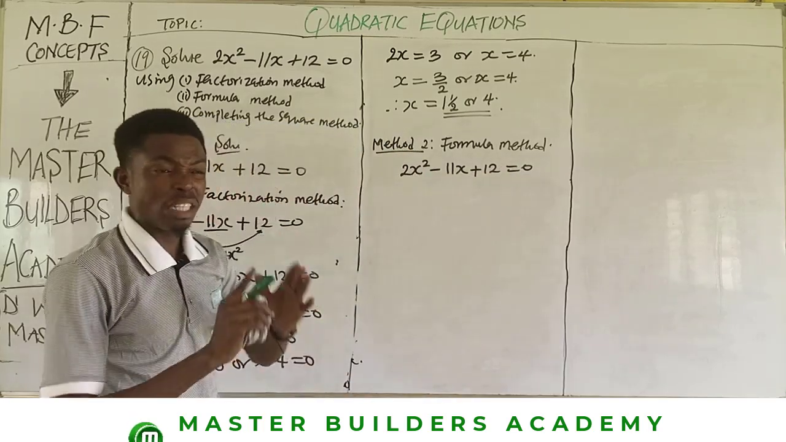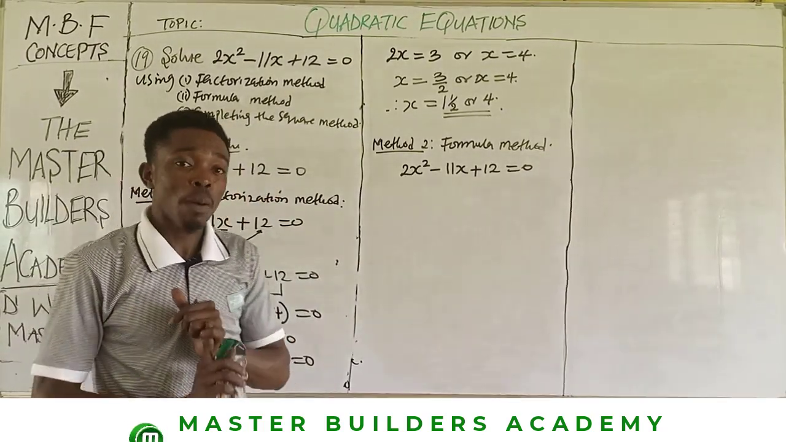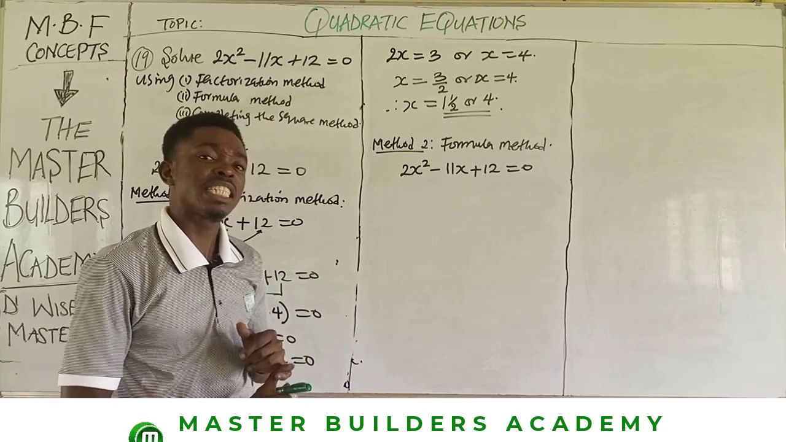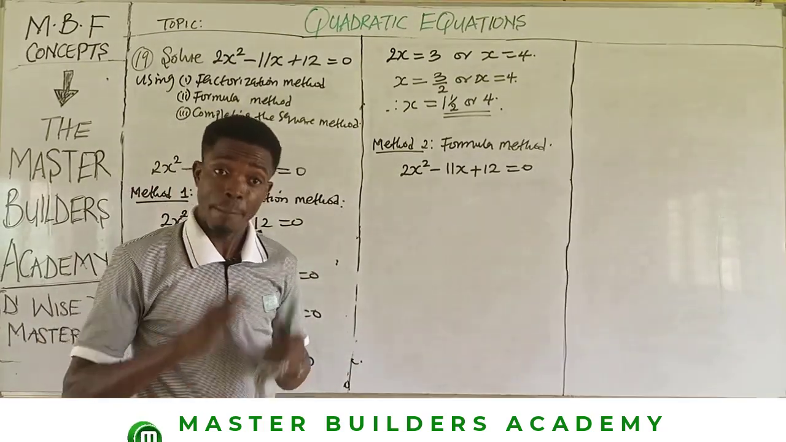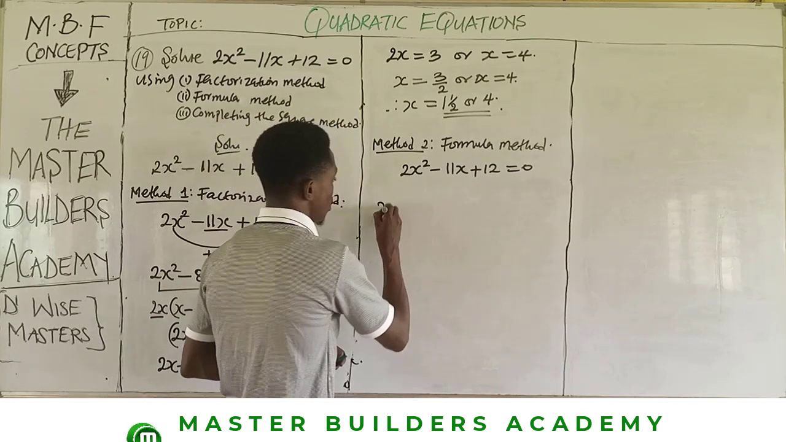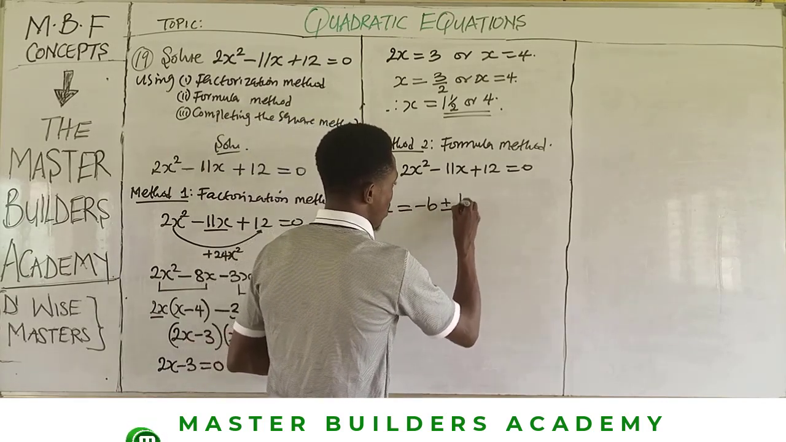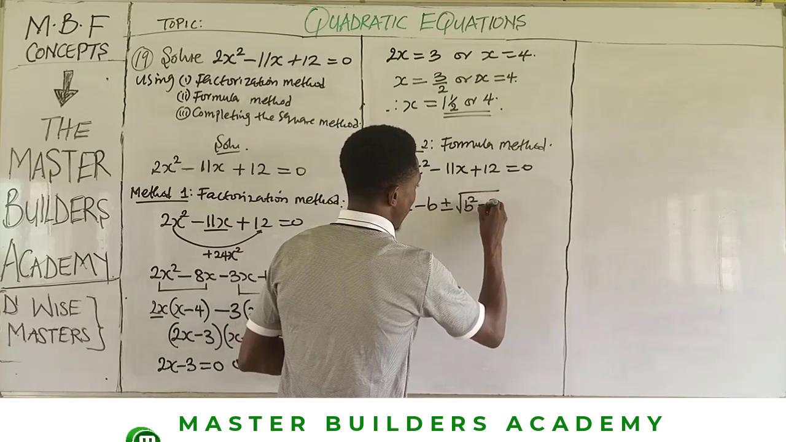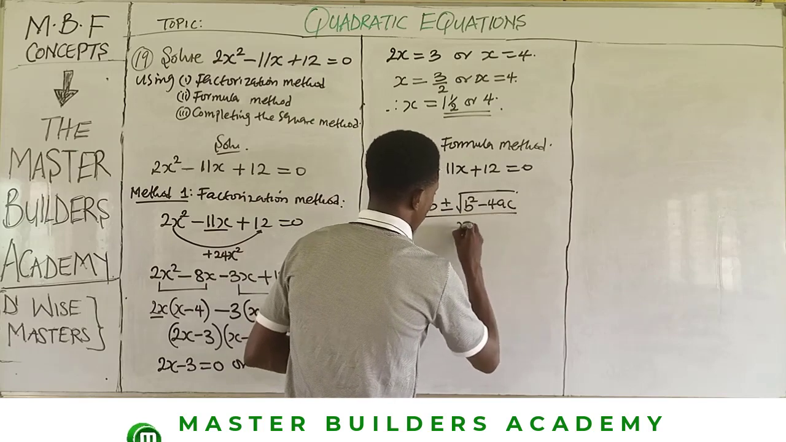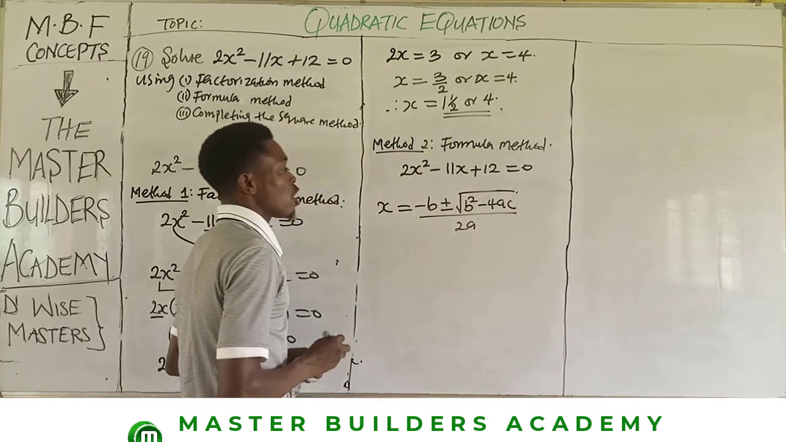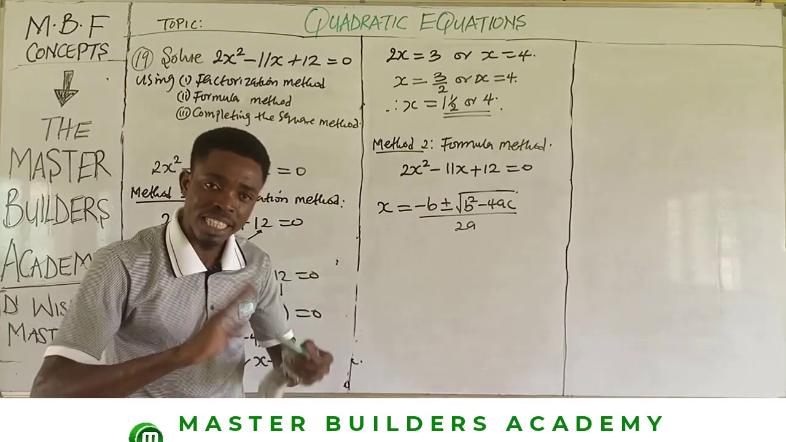All you need to do when using the formula method is to first of all state the formula, which is popularly known as the almighty formula. And what's the almighty formula? I said earlier, you must know this formula by heart. Then this will have given us x is equal to minus b plus or minus the square root of b squared minus 4ac all over 2a.